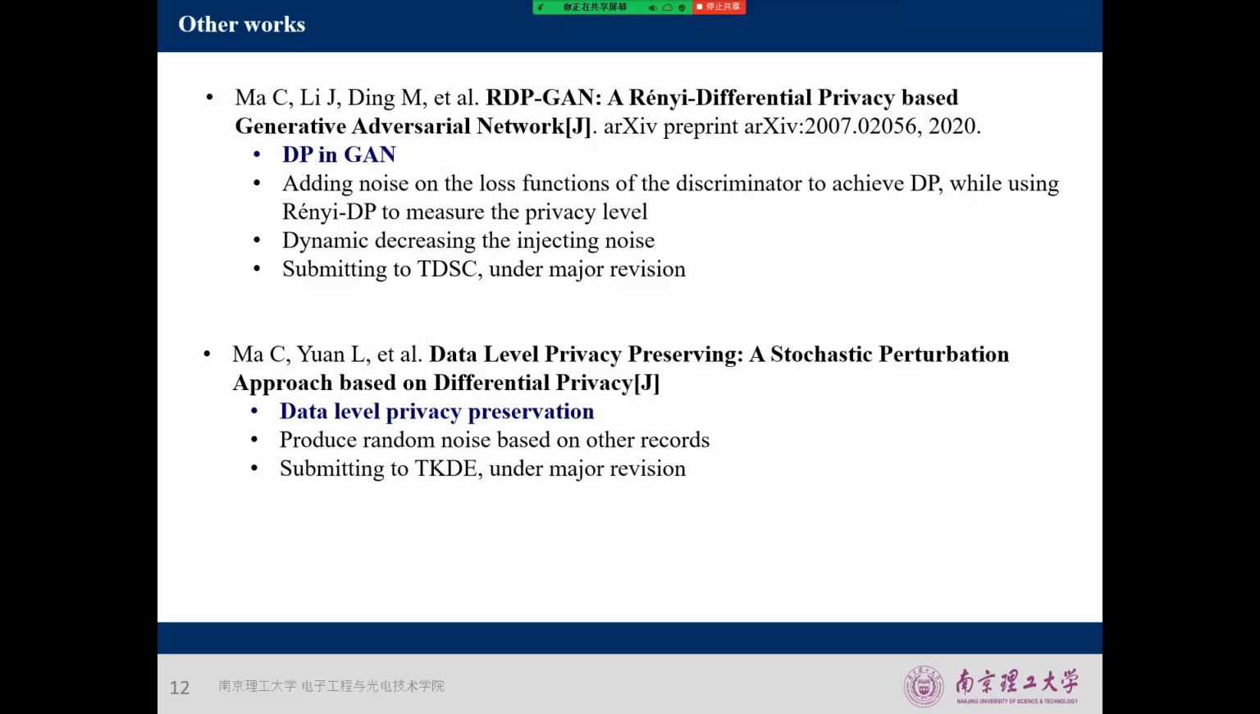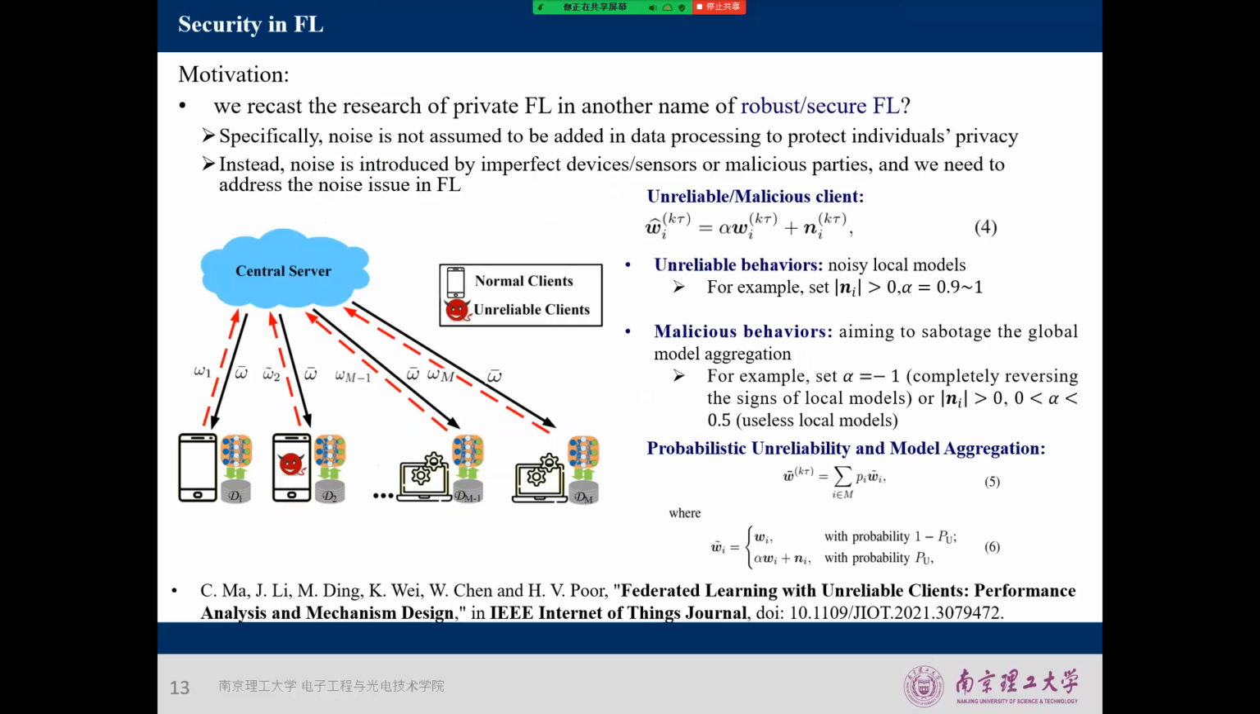So after these 4 works, we tried to broadcast, or sell, our ideas about the private FL to companies and factories locally, but actually they didn't care much about the privacy. So we changed our idea to robust or secure federated learning. The noise is not naturally added in the data processing or the local models. Actually, the data can be corrupted by imperfect devices or sensors, or by devices intentionally produced by malicious parties or participants.